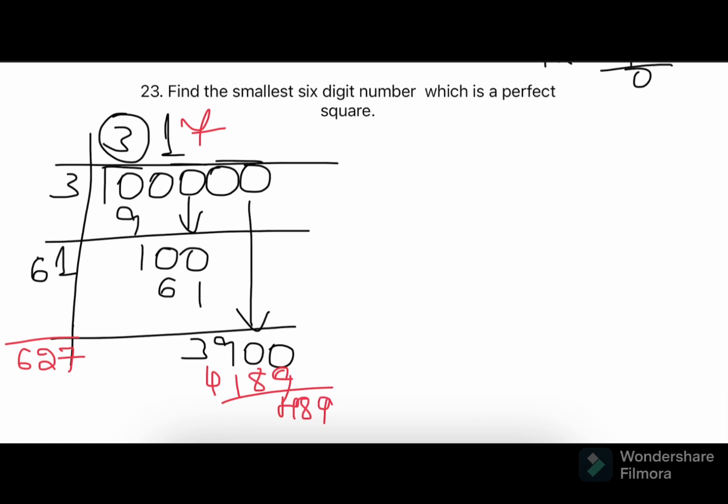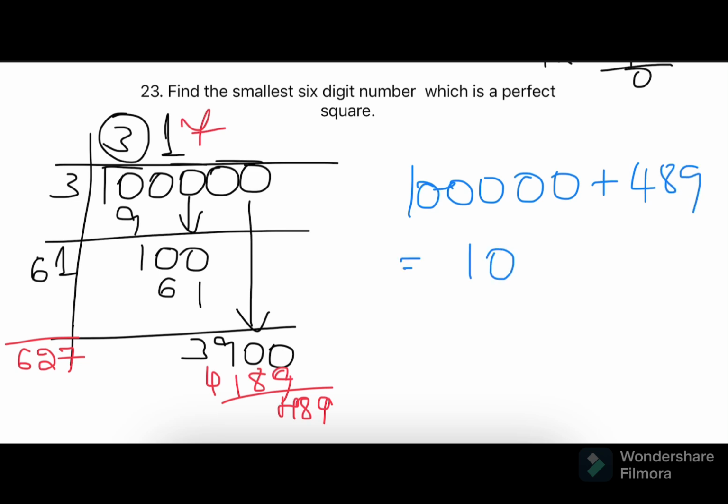So what is the smallest 6-digit number which is a perfect square? So we need to add 489 to 1 lakh, the 6-digit number. So what is the answer for this? It is 1,489. This is the smallest 6-digit number which is a perfect square.